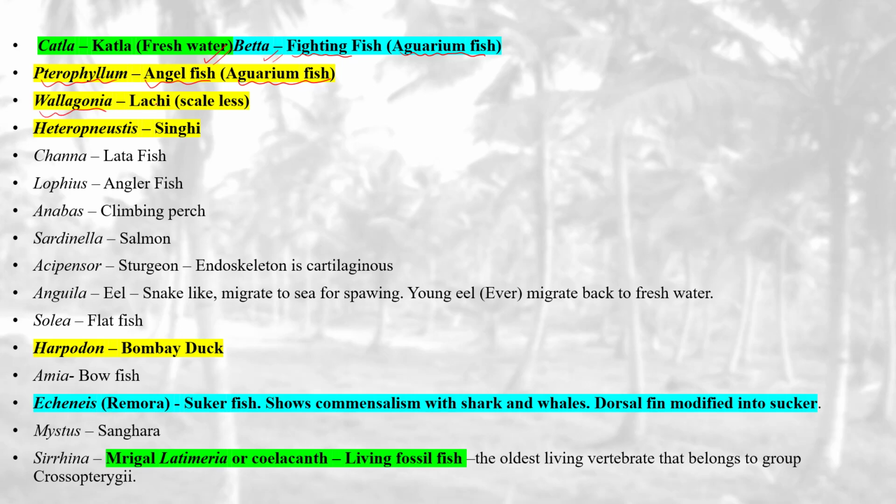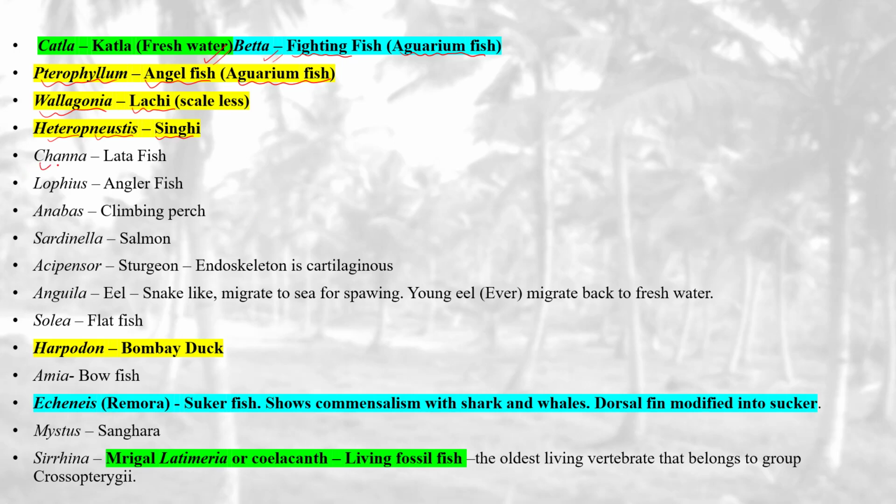Wallago, it is scaleless, also known as lachi. Heteropneustes is singhi. These are some common fishes: singhi, lachi, especially Heteropneustes singhi and Wallago lachi. Wallago doesn't have scales. Pterophyllum, also known as angel fish, is an aquarium fish.